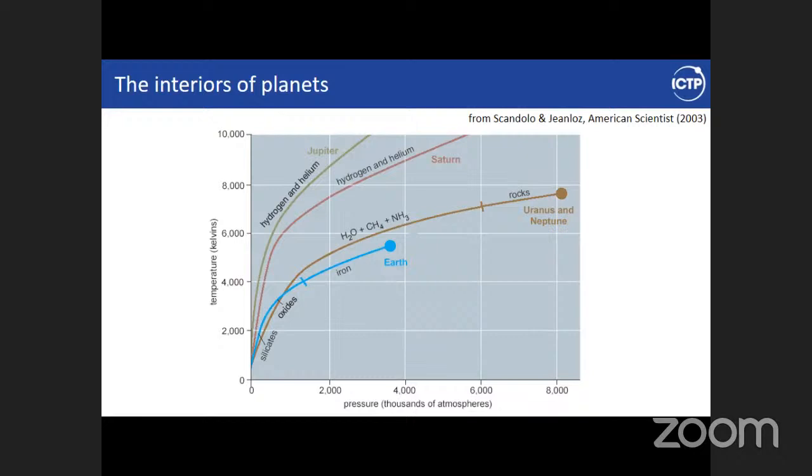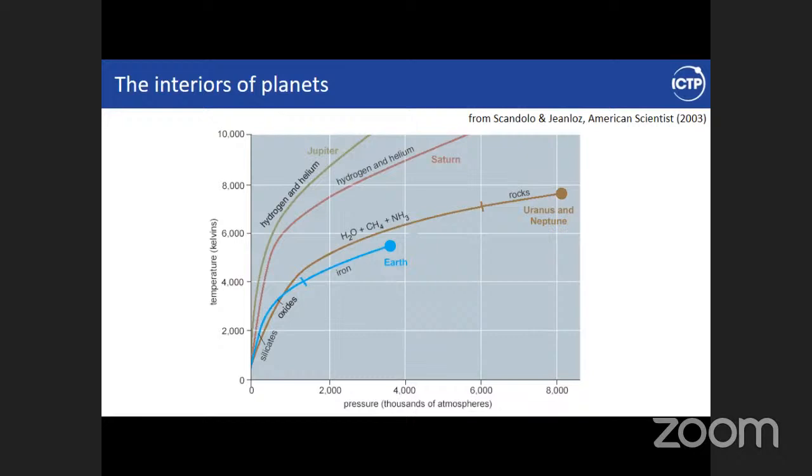We know pretty well the pressure at the center of the Earth. It's about 3.6 megabars, 3.6 million atmospheres. We know it very well because we know the density very well. And we know the density well because of seismic waves, but also because of gravitational moments. So we know the value of the pressure to within about 1% inside the Earth.